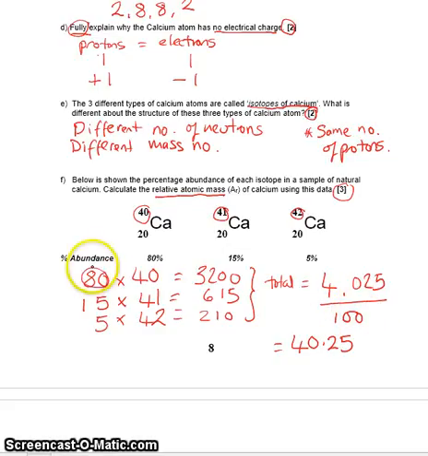The other way of doing this is, instead of dividing by 100 at the end, you can divide by 100 here, and do 0.8 times 40, and 0.15 times 41, and 0.05 times 42. And if you do that, all you have to do is add them up. You don't have to do the divide by 100 at the end. So it depends on your preference on how you like to work it out.